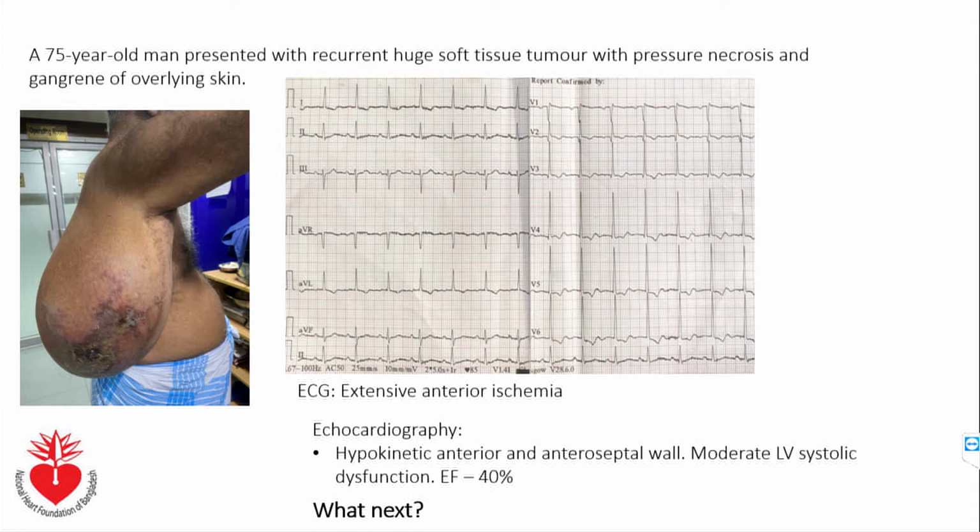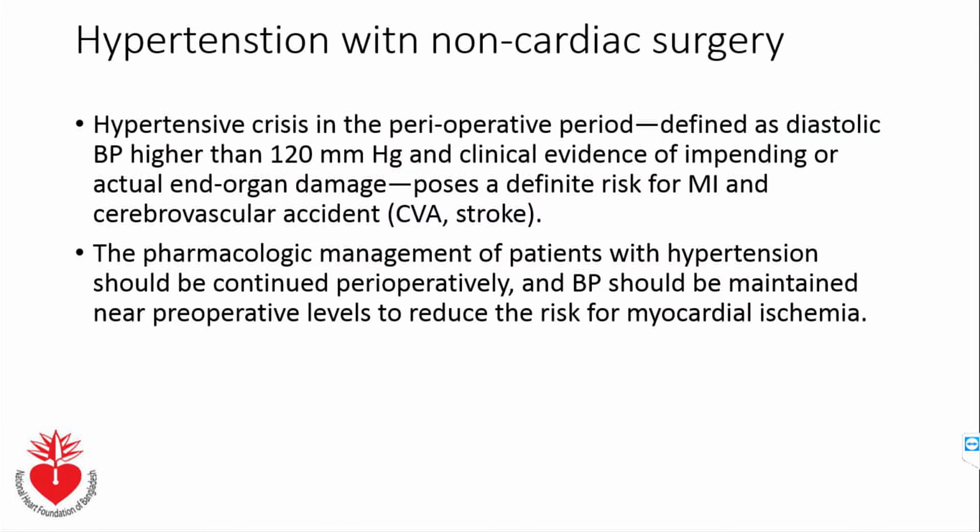For intermediate risk surgery, the next step is to evaluate the patient for functional status. If the patient has a functional status of 4 METs, that is, he can walk 1 flight of stairs or walk 4 blocks, then with this ejection fraction, we can go for surgery with consultation, optimizing the medical management.